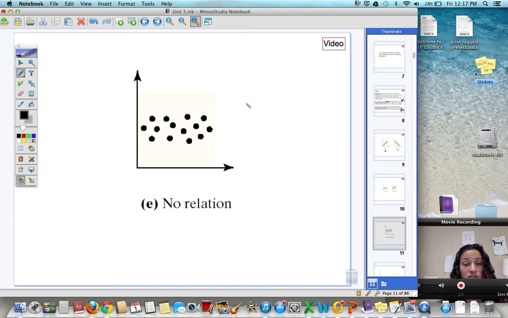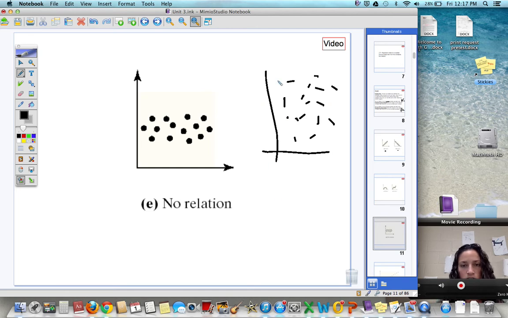This one I have no relation. A lot of times you'll see there's just no pattern. There's nothing, so they're not related. You can't draw a line. There's no relation at all.